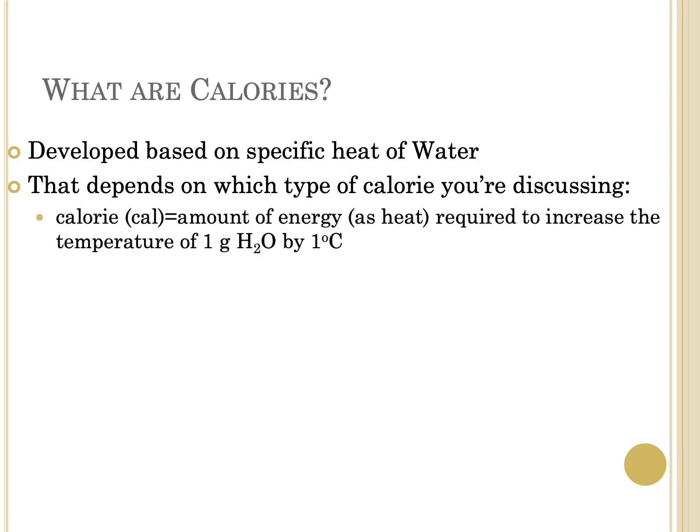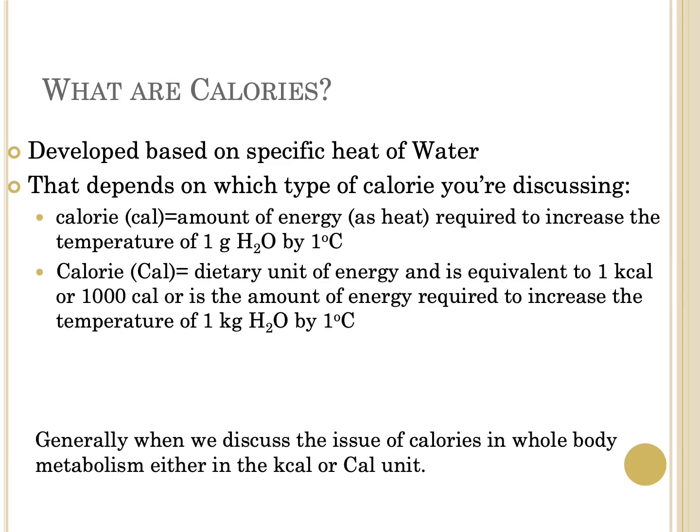And we have to remember that there are two distinct types of calories that we're going to be talking about. We're talking about the chemical calorie, which is the amount of energy necessary to raise 1 gram of water 1 degree centigrade, or the dietary calorie, which is the equivalent of a kilocalorie or 1000 calories, or the amount of energy required to increase the temperature of 1 kilogram of water 1 degree centigrade.